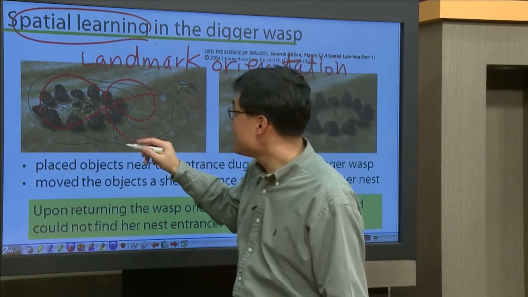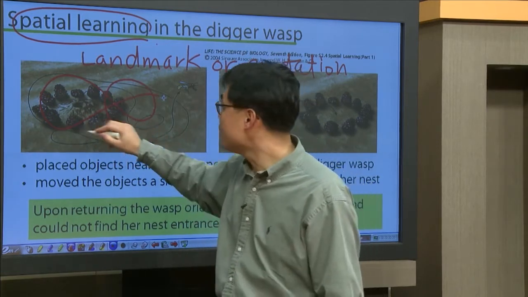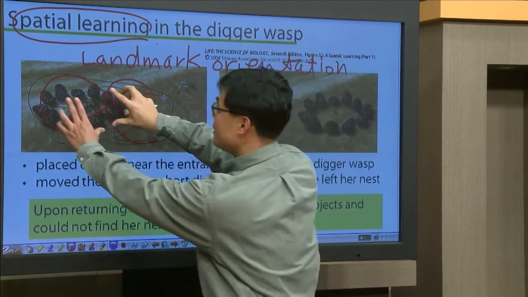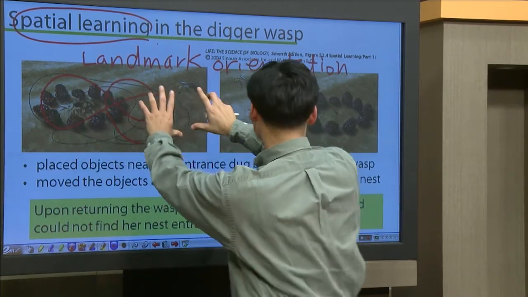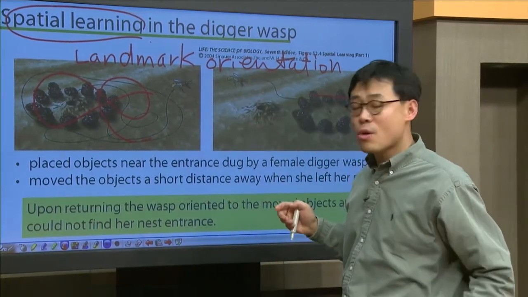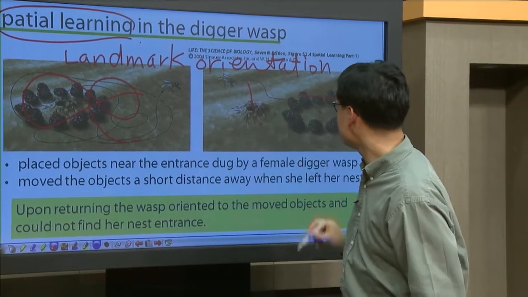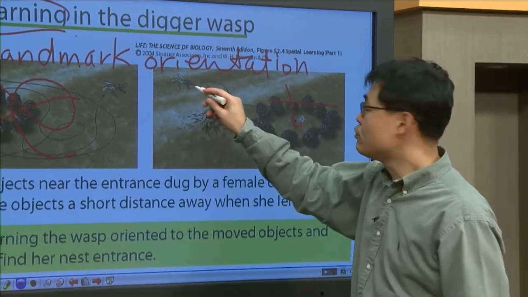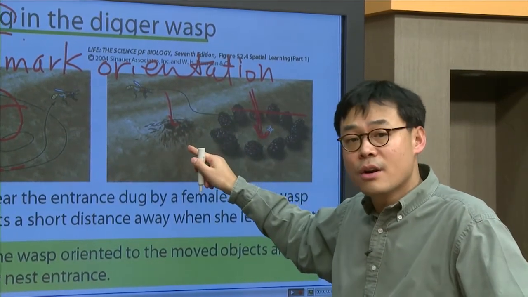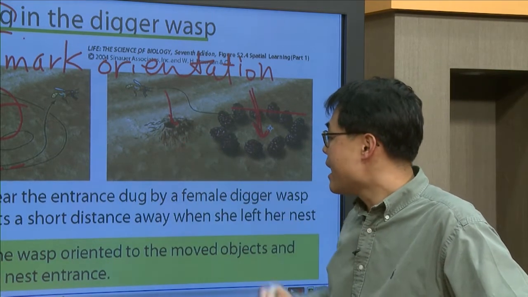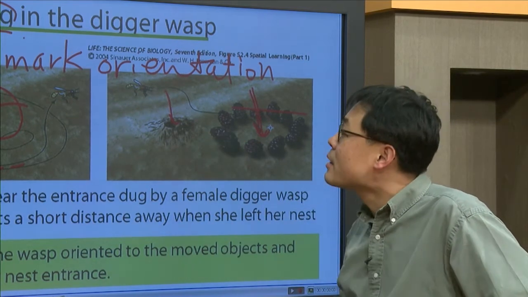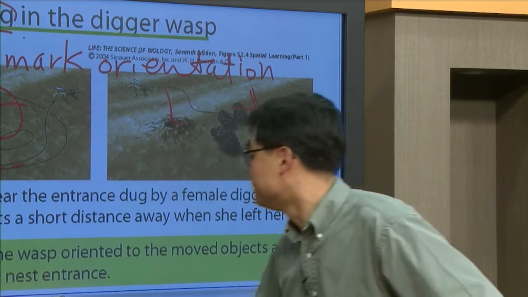So people placed some objects here, like pine cones. When this wasp left her nest, they moved these pine cones slightly over here. Then this wasp had a choice between entering her nest and right here, and she chose to enter right here instead of her real nest. And this experiment demonstrated this wasp used landmark orientation for navigation.